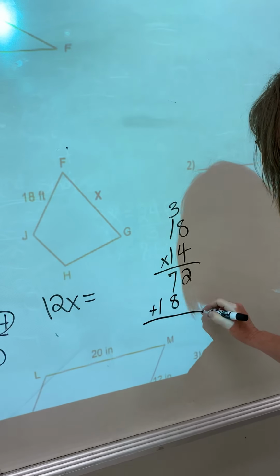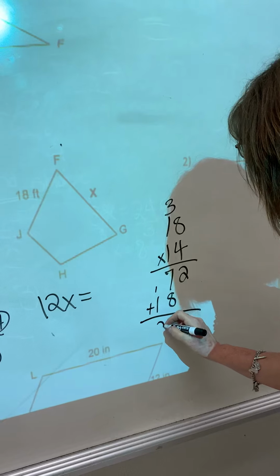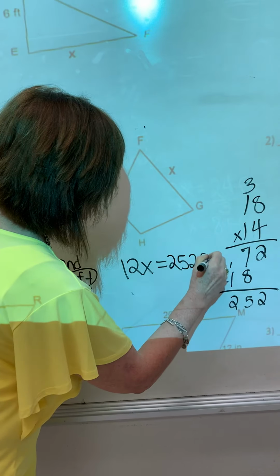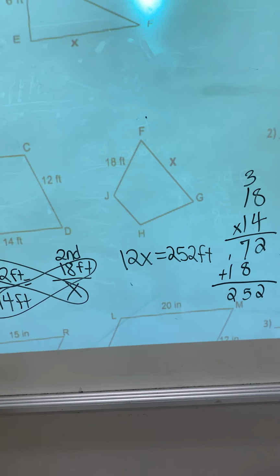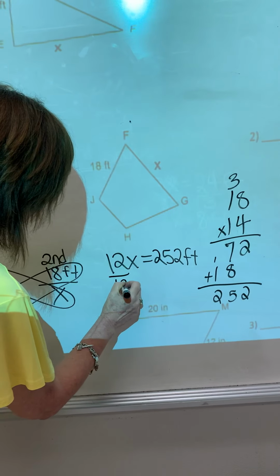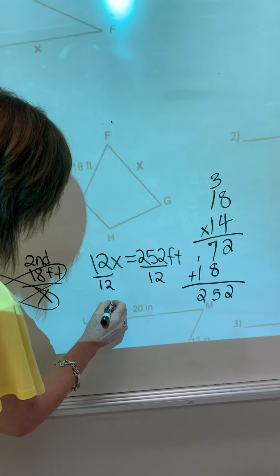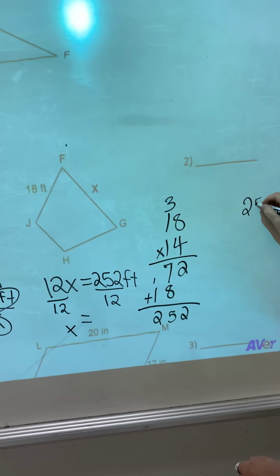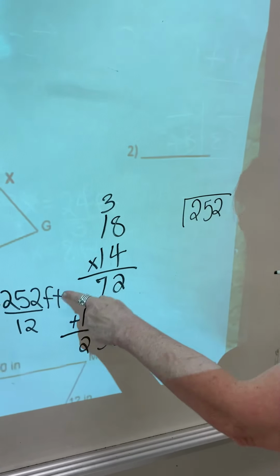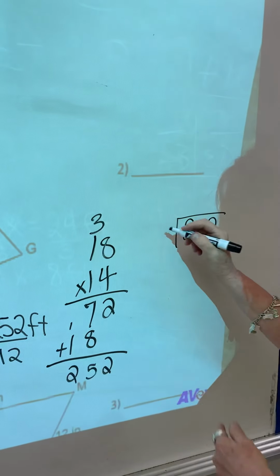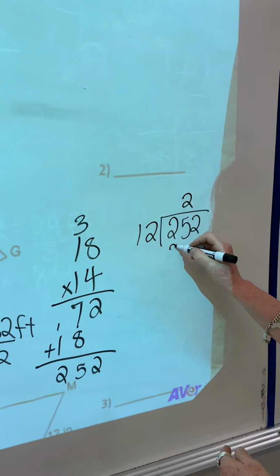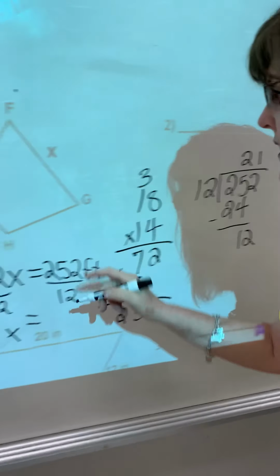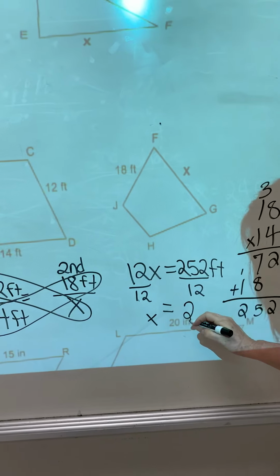And when I multiply that together, I end up getting 252 feet. Now I have to divide both sides by 12. So I'm going to write that over here. I'm going to take 252. Remember, whenever you have a fraction, the top number goes into the dividend and the bottom number becomes your divisor. And I end up with a side length of 21 feet.